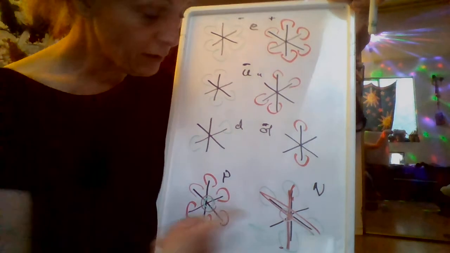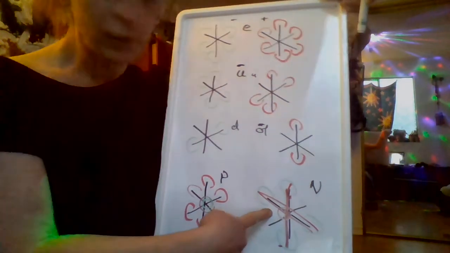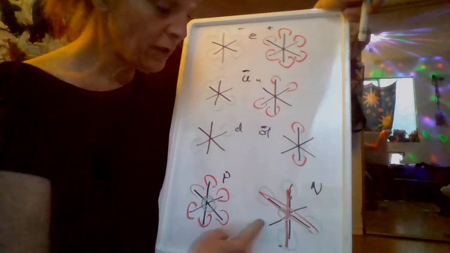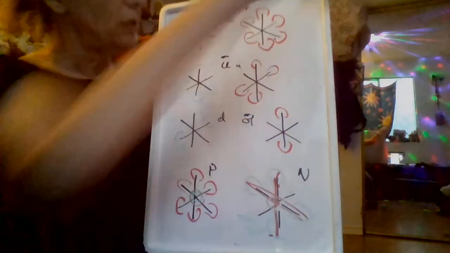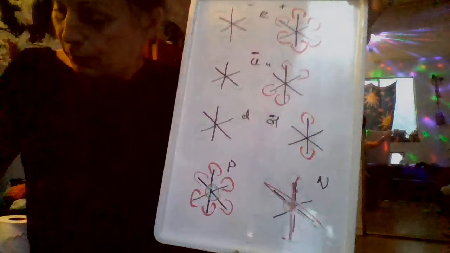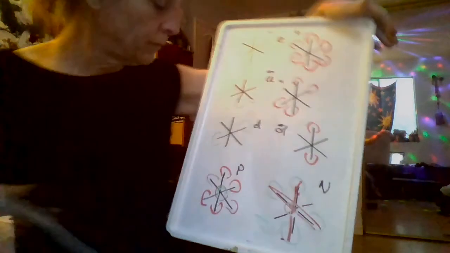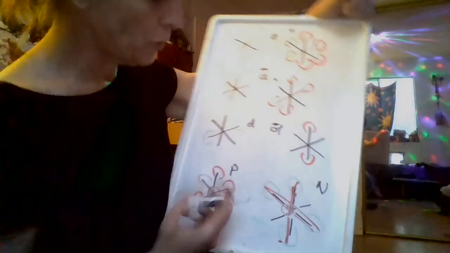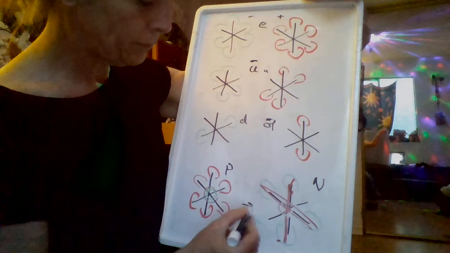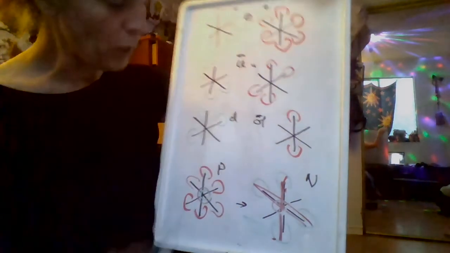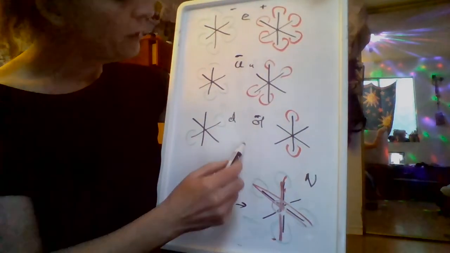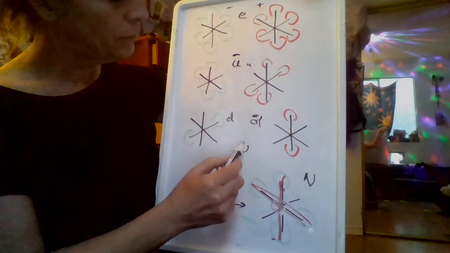3 axes or singularity. 3 axes or singularity. Okay, this is the way it goes. Now, when you turn a proton into a neutron and you eject one of these positrons, you need this bonus particle.